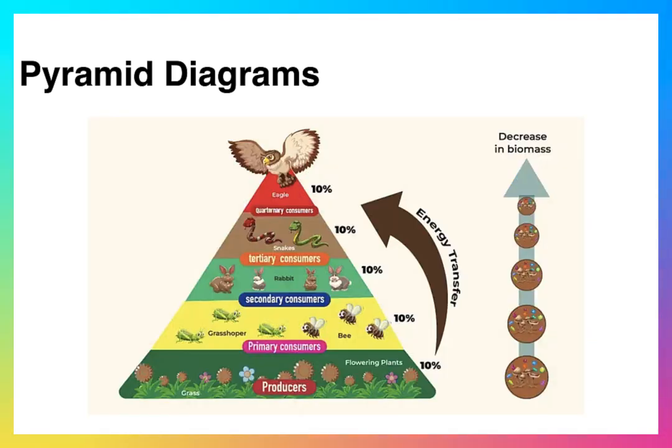This is just another diagram looking at the same thing with the same story, which is as you move up, you lose 90% of the energy at each level, and you lose some degree of the biomass as you move up until you reach the apex predator, which again in this case is the eagle. And there's consistent energy transfer as you move up. However, there's a great deal of energy lost moving up the various trophic levels.